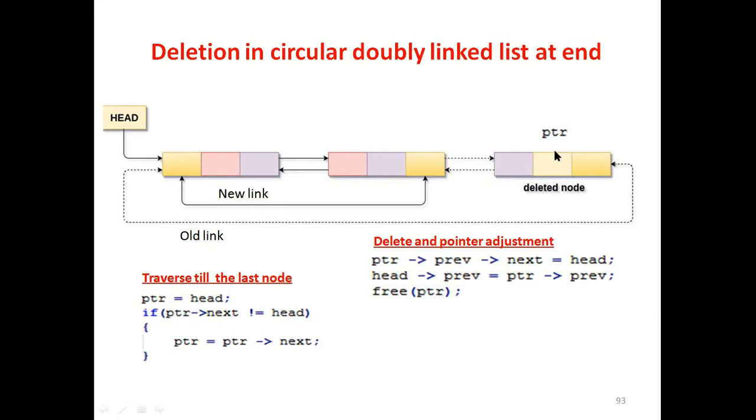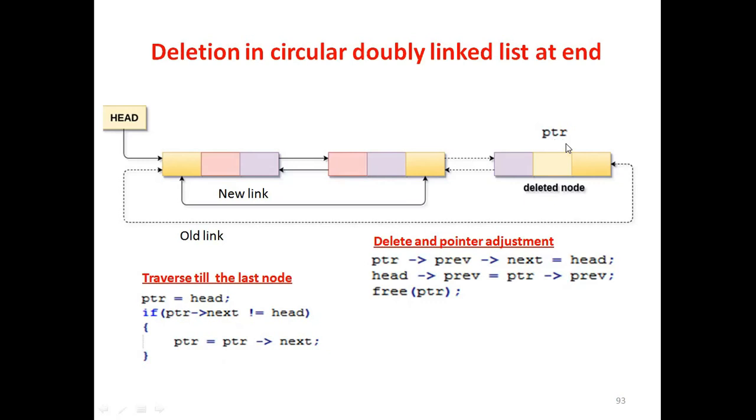First of all, we have to traverse the list from the first to the last node. See, ptr equals head, we start from the first node, and then if ptr arrow next not equals head, this is the condition for the last node, then just do ptr equals ptr arrow next. Actually this should be while: while ptr arrow next is not equal to head. When this condition is false, ptr will point to the last node.